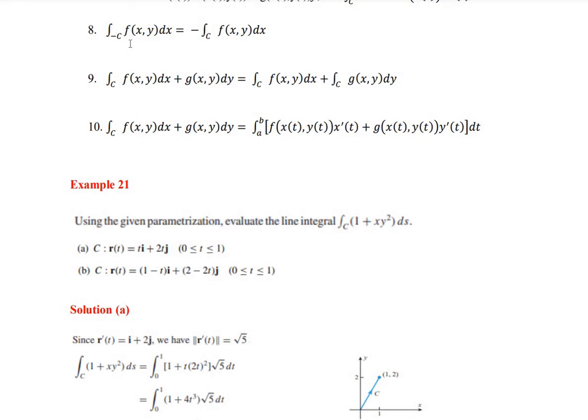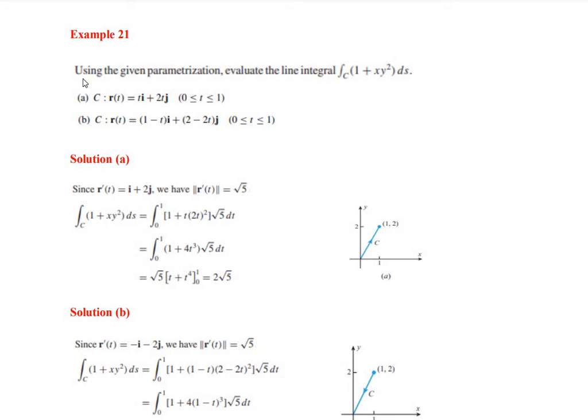Next one, integral C f of x,y dx is equal to negative of integral C f of x,y dx with the orientation reversed. And next one is integral C f of x,y dx plus g of x,y dy is equal to integral C f of x,y dx plus integral C g of x,y dy. And 10th one, integral C f of x,y dx plus g of x,y dy is equal to integral a to b f of x of t, y of t x dash of t plus g of x of t, y of t y dash of t dt. So these are some properties.